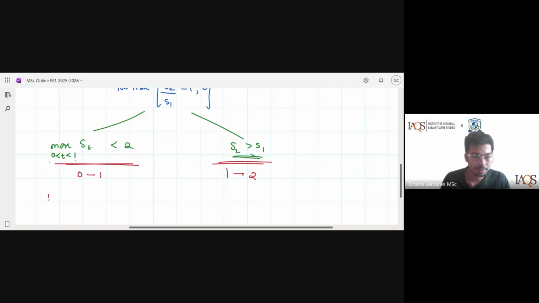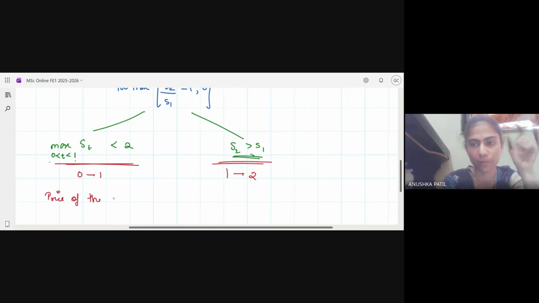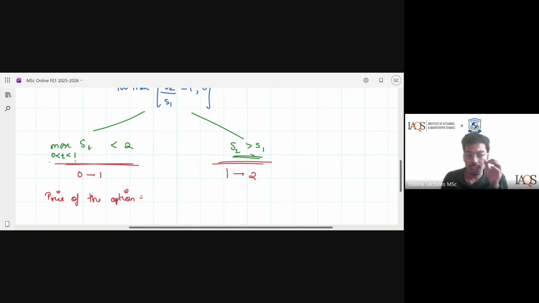Now, can I say the... Yeah, Anushka, go ahead. Sir, how do you decide that the first is only applicable for 0 and 1 and the second is for 1 and 2? Cool. What are they saying?